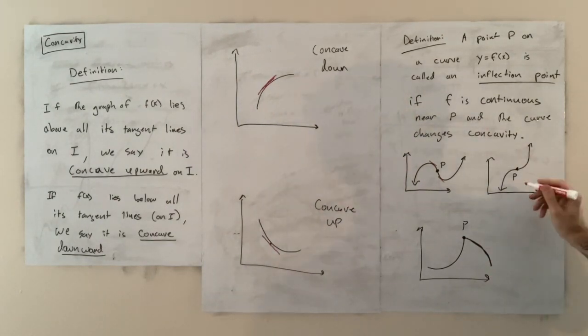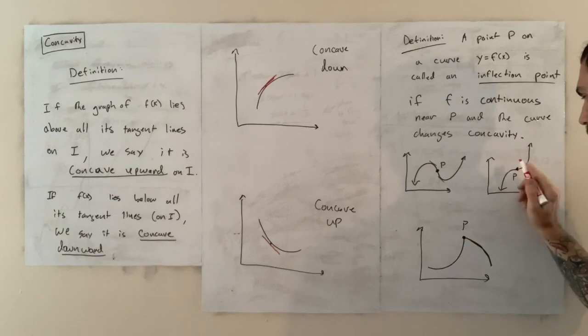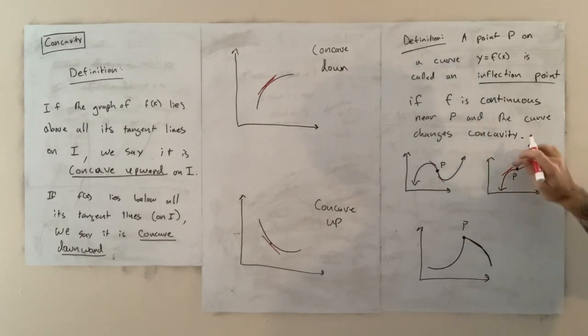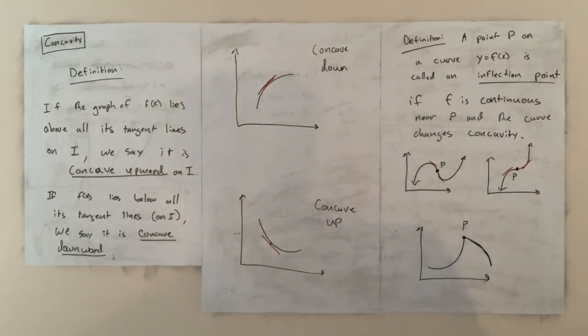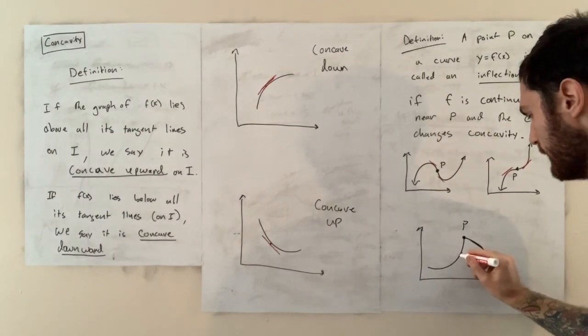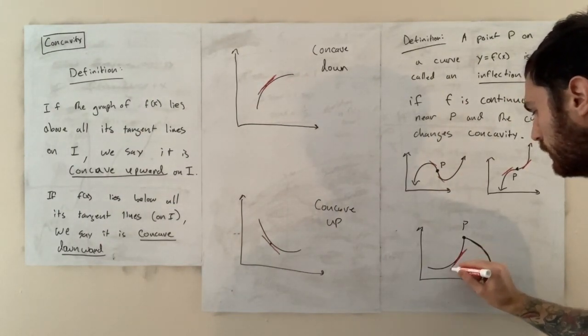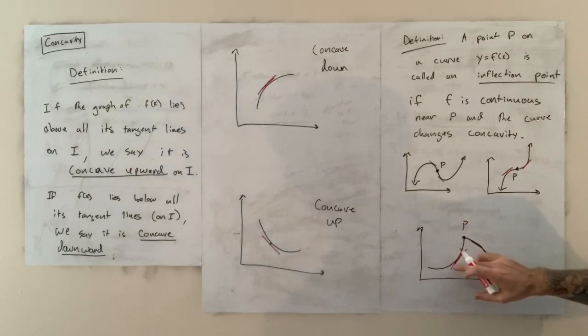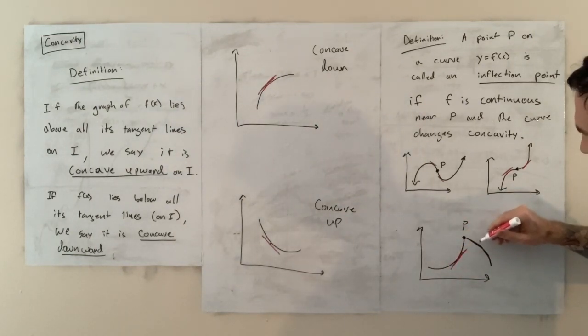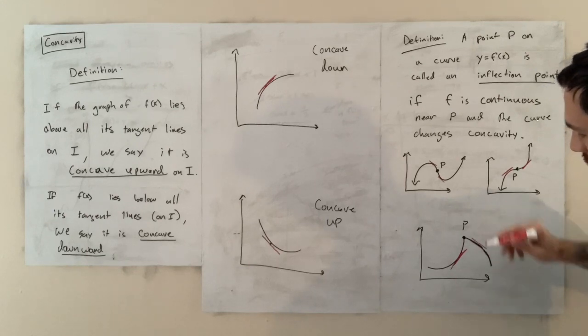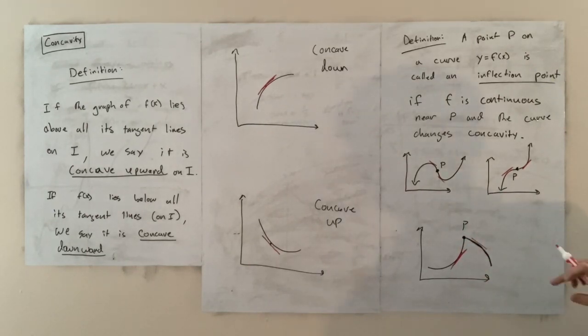And for this one, again, it's going to be downward. The graph is going to be below its tangent lines. And then once you hit this point, after that, the graph is going to be above them. And then for this one, it's going to be above all its tangent lines, so this is going to be concave upward. And then the graph is below its tangent lines, so it's going to be concave downward. So again, an inflection point is a point on your graph where the concavity changes.